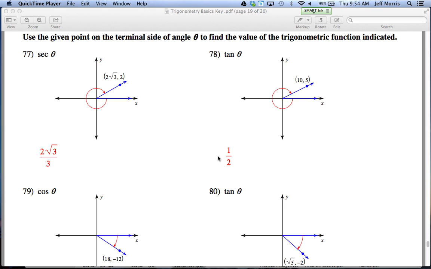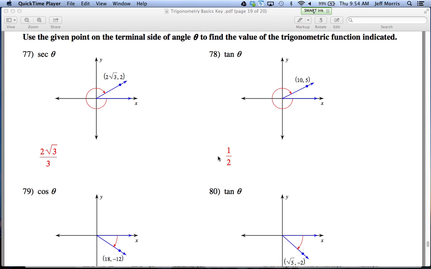And so when we look at this, it says use the given point on the terminal side of angle theta to find the value of the trigonometric function indicated. So number 77, we want to calculate secant of theta. So theta is this angle in red. It's the angle in red.